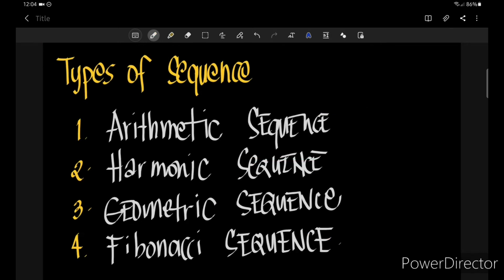Ngayon, punta naman tayo sa types of sequence at meron tayong 4. Ang una ay ang arithmetic sequence, harmonic sequence, geometric sequence, and the Fibonacci sequence. Isa-isayin natin sila, bigyan natin sila ng details and some examples.